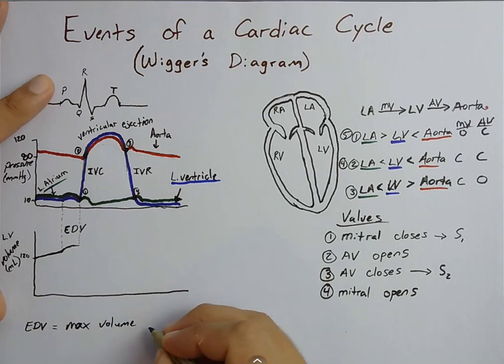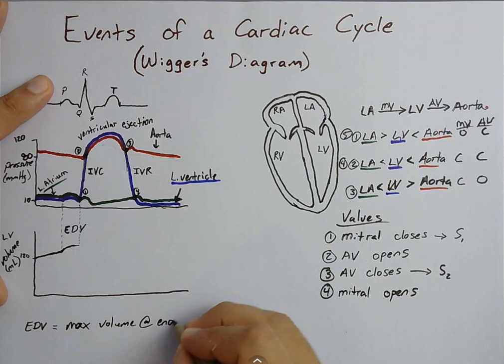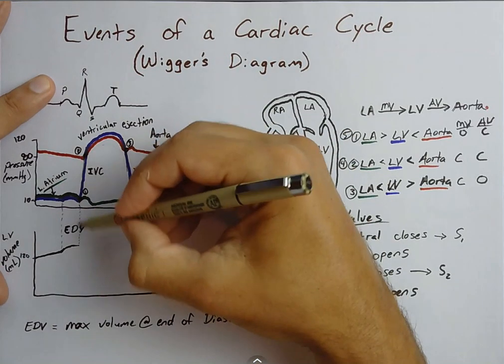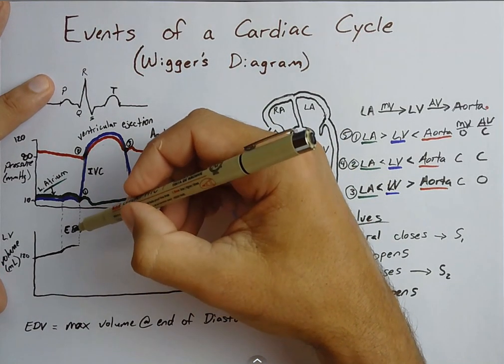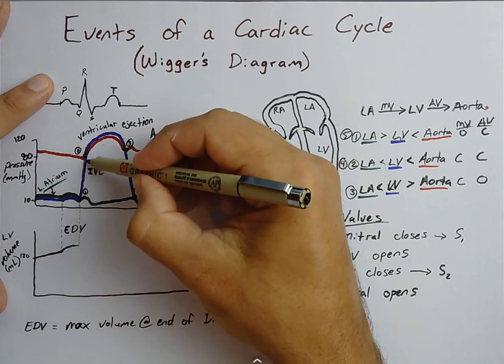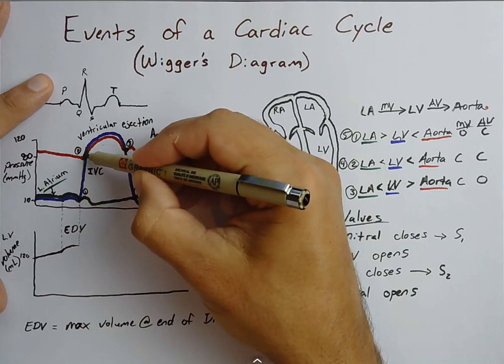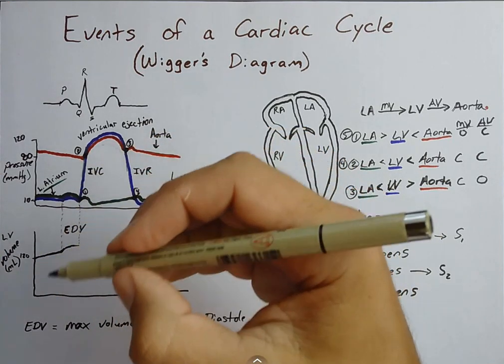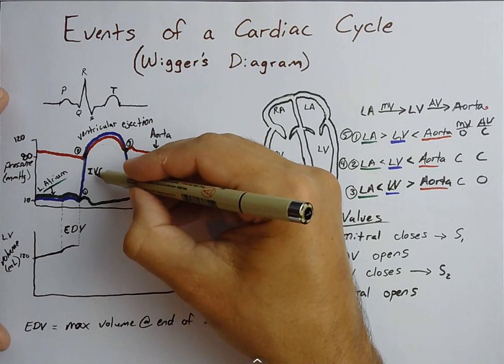At the end of diastole. Easy peasy. Now, what do we know is going to happen? There's going to be a period of time when the ventricle is contracting, but the aortic valve is not opening, where all the valves in the heart are closed. And we called this isovolumetric.